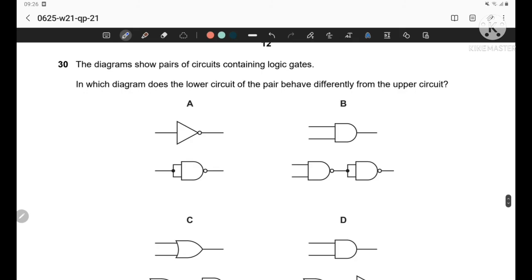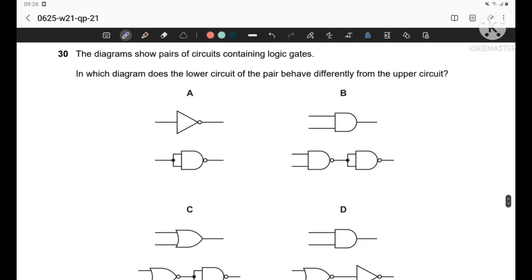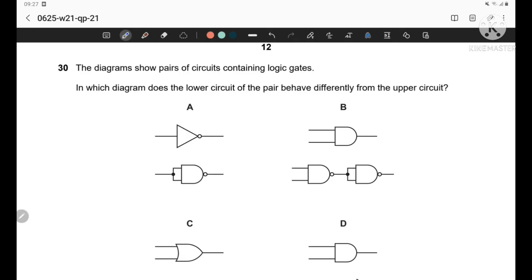Question 30. The diagrams show a pair of circuits containing logic gates. In which diagram does the lower circuit of the pair behave differently from the upper circuit? Let's study the truth table of each logic gate. So for option A, when input is 0, the output will be 1. When input is 1, the output will be 0.